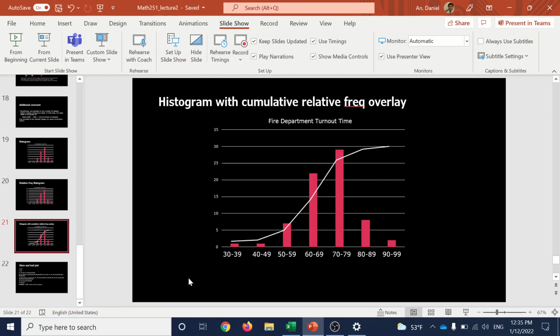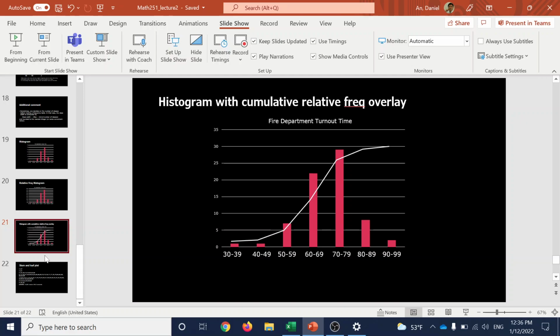And sometimes you might have a histogram with cumulative relative frequency overlaid, just like this. And I should actually have another here to say that this is 100%. And this graph kind of shows you that, oh, indeed, about 90% of the time, the turnout time was less than 80. So that can be shown. So it's another good graph to be overlaid.